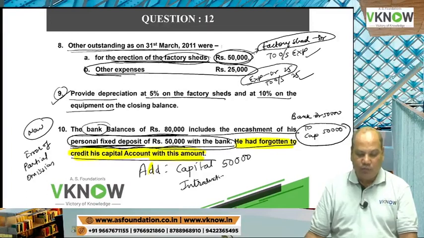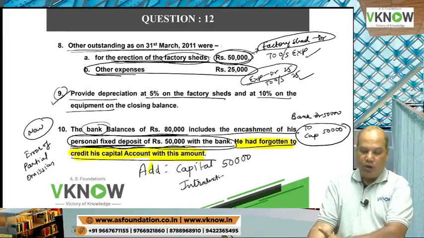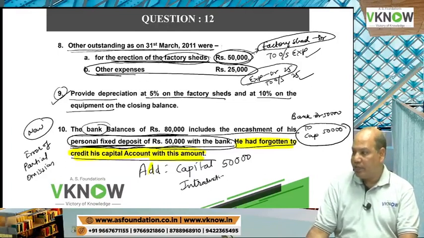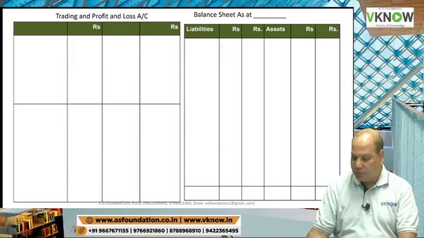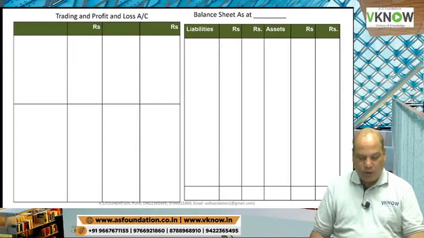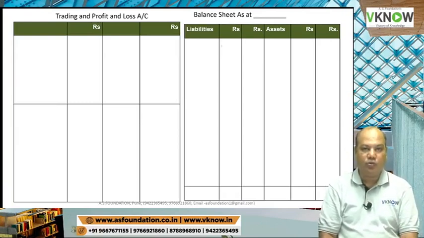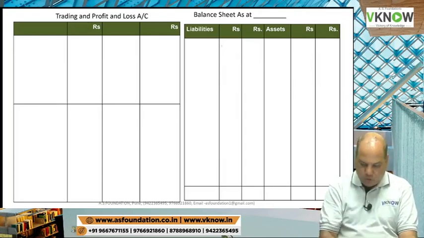If you don't have any query, then we'll draw some working notes, the main format followed by working notes. And this is a very wonderful question. Ready? Any query? If not, let us start our process. Write down trading and profit and loss account for the year ended 31st March 2011. Draw the format.